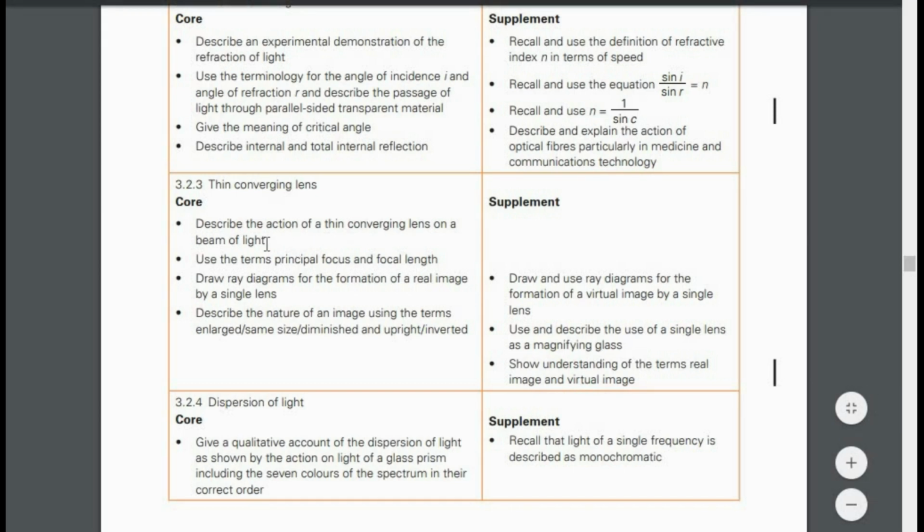Describe the action of a thin converging lens on a beam of light. Use the term principal focus and focal length. এছাড়া আরো কয়েকটা টার্ম বলবো. Draw ray diagrams for the formation of a real image by a single lens. Describe the nature of an image using terms enlarged, same size, diminished, upright, inverted. Draw and use ray diagrams for the formation of virtual image by a single lens. Use and describe the use of a single lens as a magnifying glass, and show understanding in terms of real image and virtual image. Alright? So this is the stuff we're going to do.